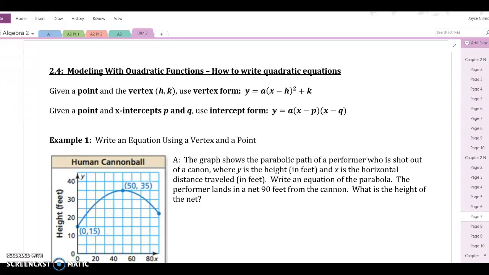Really, today's notes should be labeled how to find A, because ultimately what we're going to do in all of these is figure out what A is. They're going to give us enough information that the only unknown will be A. So if you're given a point and a vertex, use vertex form. If you're given a point and your x-intercepts, use intercept form. So basically, if you're given a vertex, use vertex form. If you're given intercepts, use intercept form.